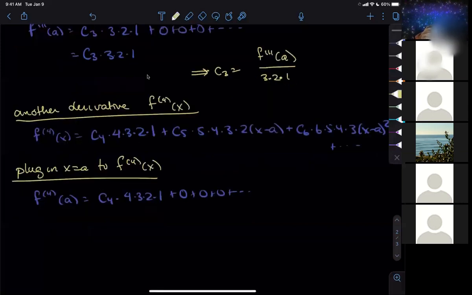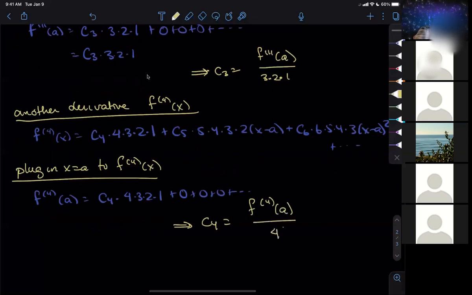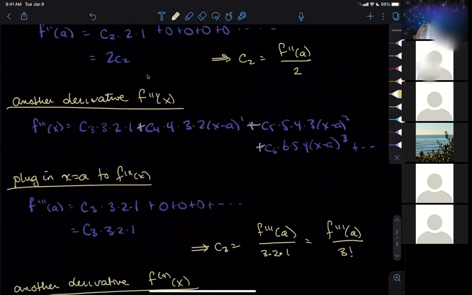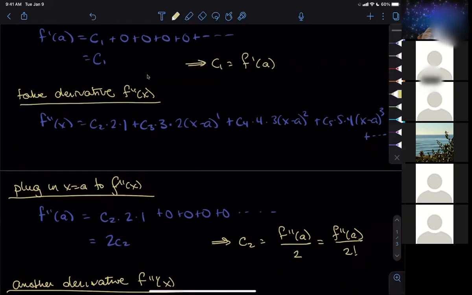So that means C4 is the 4th derivative at a divided by 4 factorial. This one I can think of as the 3rd derivative at a divided by 3 factorial. All of these are like that. This is the 2nd derivative at a divided by 2 factorial. 2 factorial is just 2, a weird way to say 2, but I'm trying to show you that they all follow the same pattern. This is f prime of a over 1 factorial. 1 factorial is just 1.